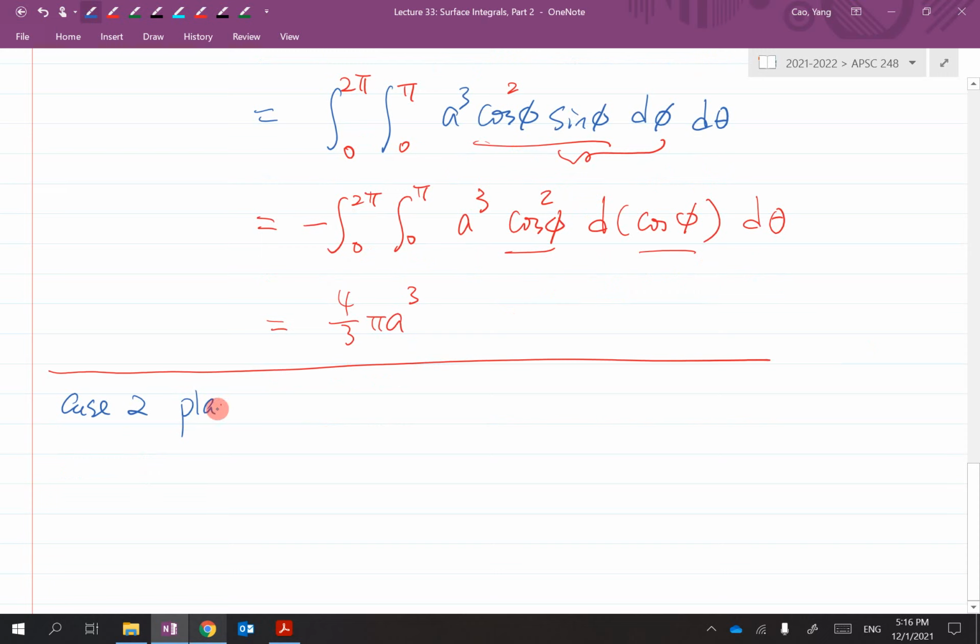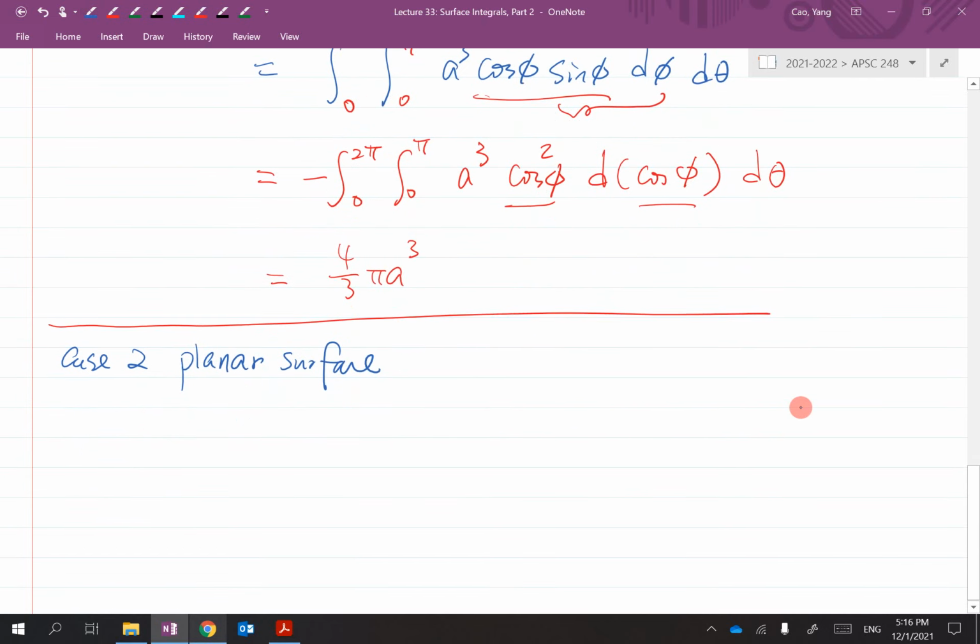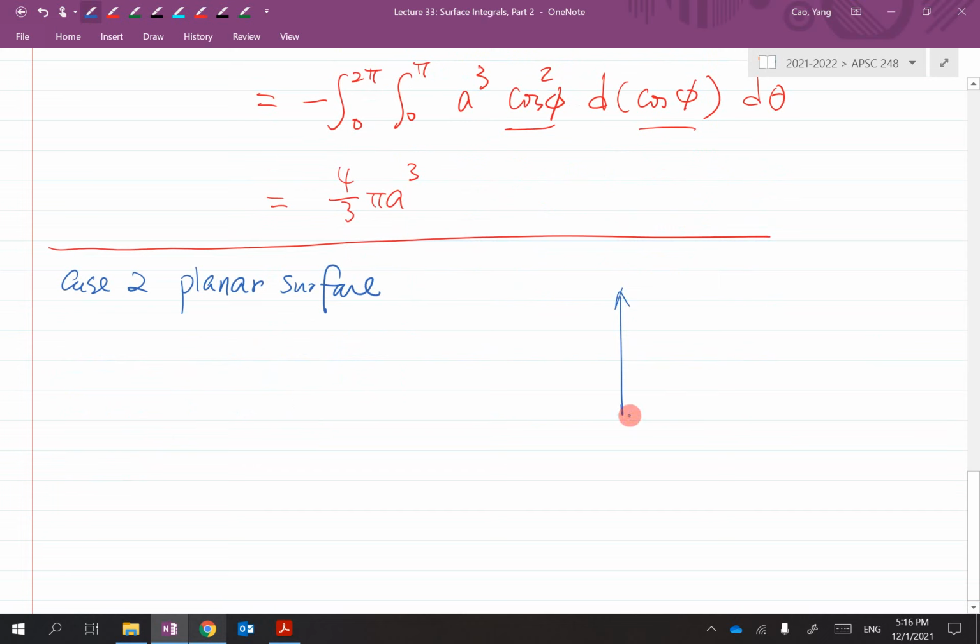All right, so let's look at the second special case, called the planar surface. Planar surface means, for example, you have a surface parallel to the xy plane, and we just call it z equals a. That's a plane. It's parallel to the xy plane, and it's a planar surface. And you could have a different parallel surface, maybe parallel to the xz or yz plane. We'll see that after we derive the results here.